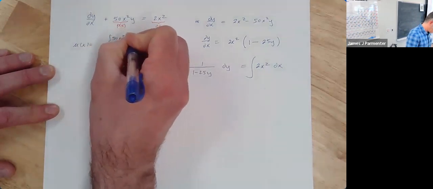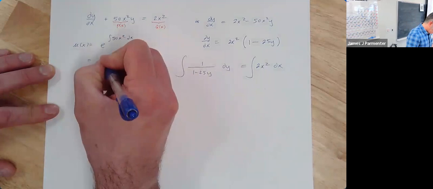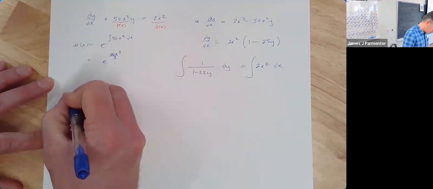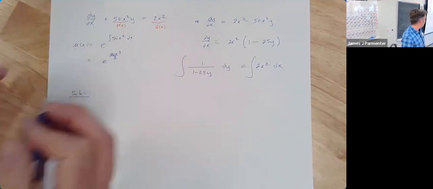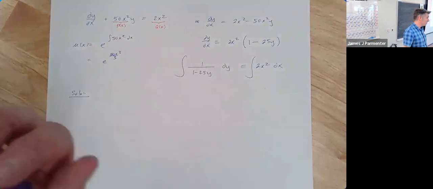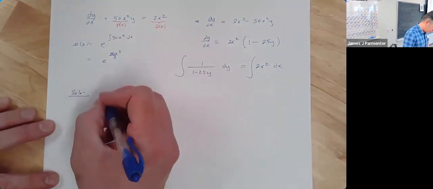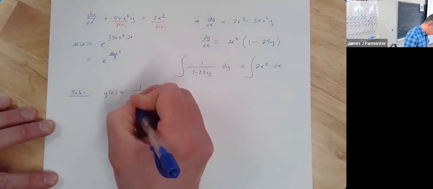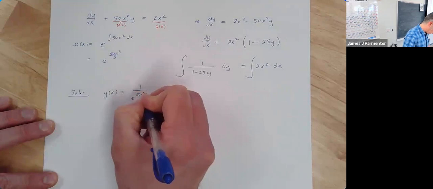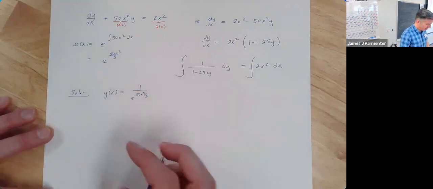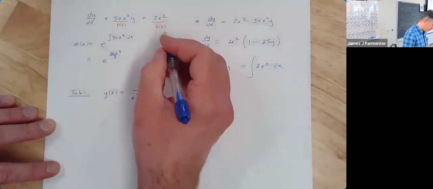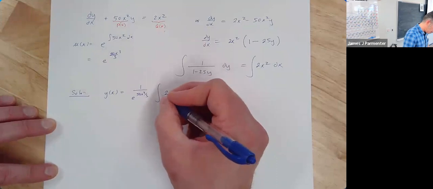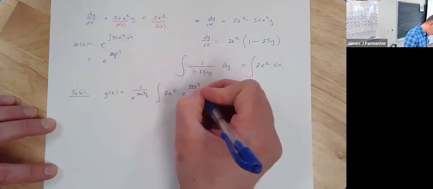It's e to the integral of 50x squared, which is just going to be e to the 50x cubed over 3. And then for the solution, I always say integrating factor is kind of nice. You get to jump straight to the solution. So the solution is going to be y as a function of x equals 1 over my integrating factor times the integral of Q of x times mu of x, so the integral of 2x squared times e to the 50x cubed over 3 dx.